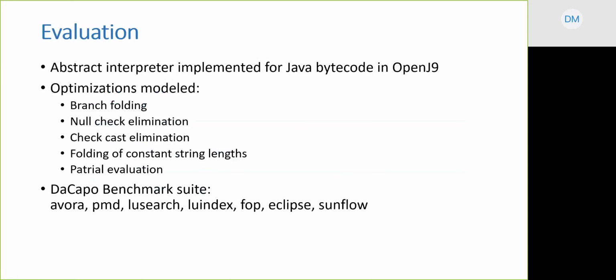We implemented this with the Java bytecodes in OpenJ9. At the moment, the optimizations it models are branch folding, null check elimination, check cast elimination, folding of constant length strings, and some opportunities for partial evaluation, where you would be able to do a compile time evaluation of part of an expression because you would have some constants that you could fold away.